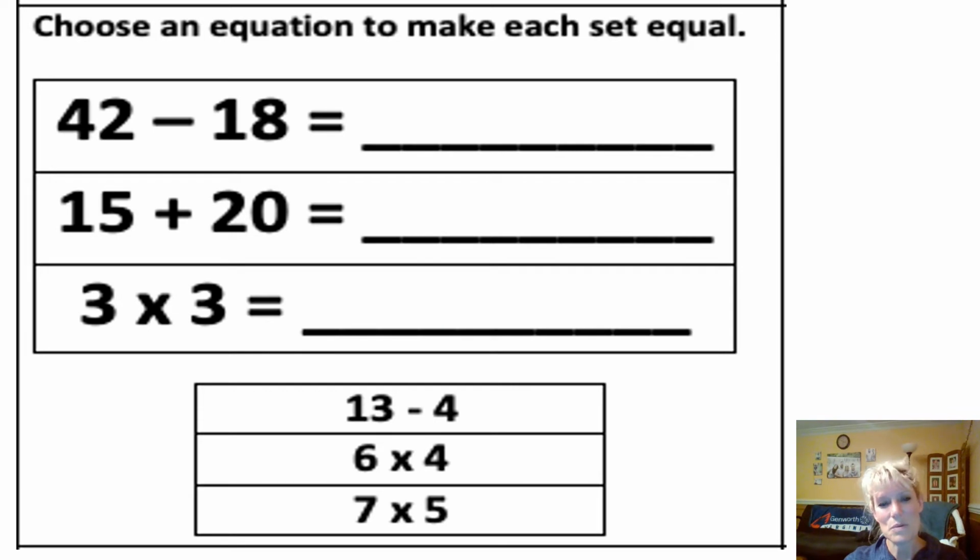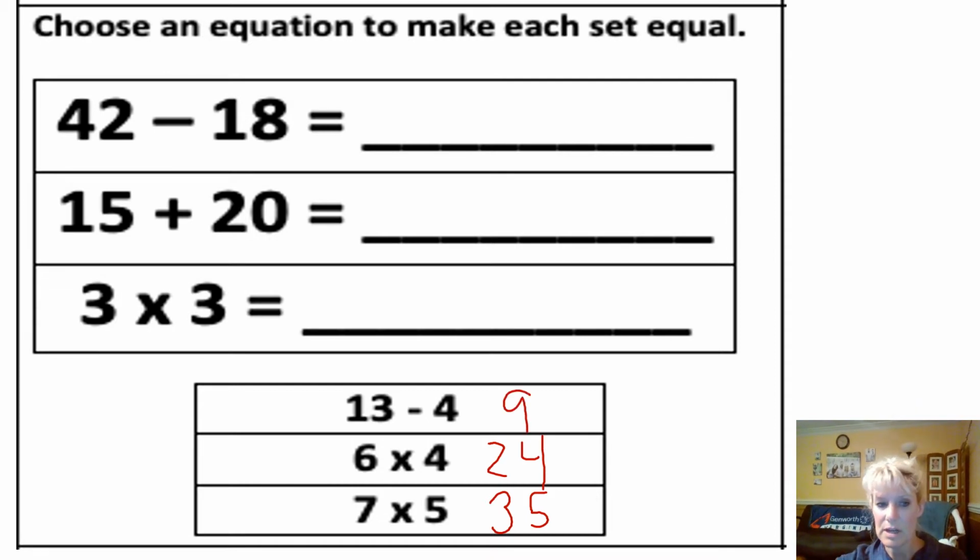All right, this is where we're talking about making each of these sides equal. So equation just means to make them equal. So the first thing that I like to do is we're looking at the bottom here, and I see I'm going to start with 7 times 5. I know that 7 times 5 is 35, so I'm putting my number right there. And 6 times 4 I know is 24, and 13 take away 4 is going to be 9.